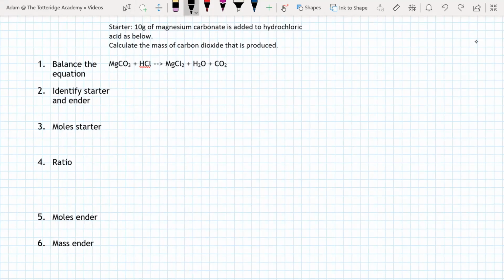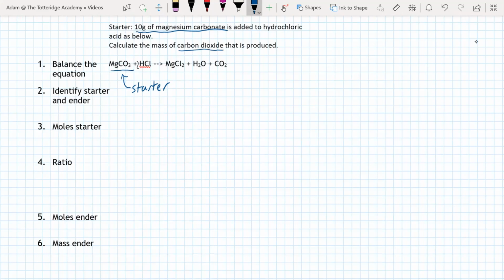Our first step was to balance the equation. In this case, it's pretty straightforward. I just put a 2 over there and have a look. I've got 2 hydrogens, 3 oxygens, 1 carbon, 2 chlorines, and 1 magnesium. Happy. Now we need to identify our starter and our ender, and that is based on the question. We've got 10 grams of magnesium carbonate, so that has to be the starter, and it says it's added to hydrochloric acid and to calculate the mass of carbon dioxide that's produced.